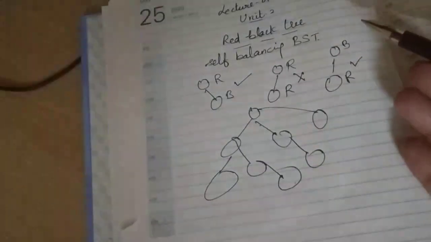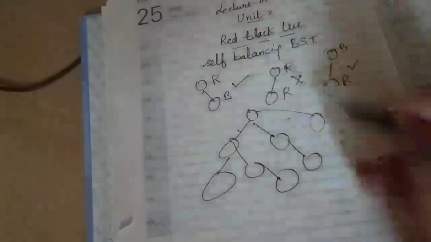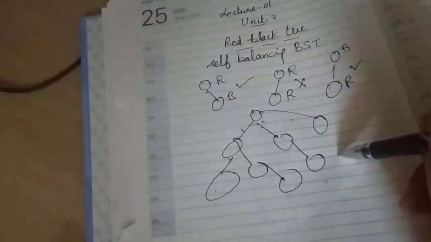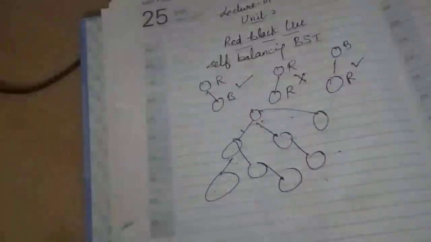But because a red black tree is a binary search tree, no three-child case would occur. But for example, for this particular path, the number of black nodes would be the same as for this path, and for this path also. The number of black nodes should be the same. Because this is a binary search tree, it does not follow the three-child case. It only follows the two-child case.